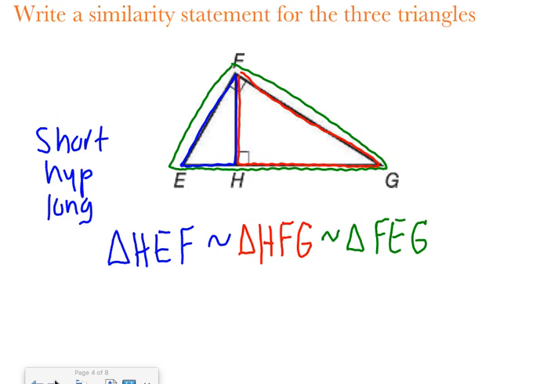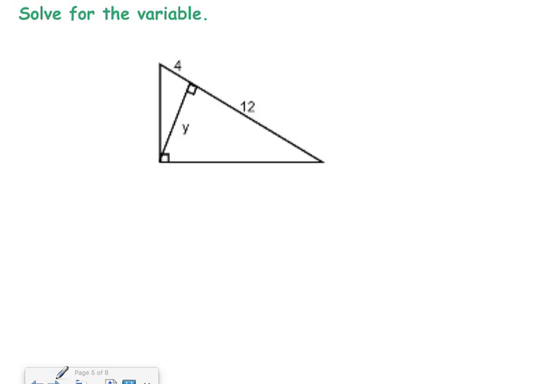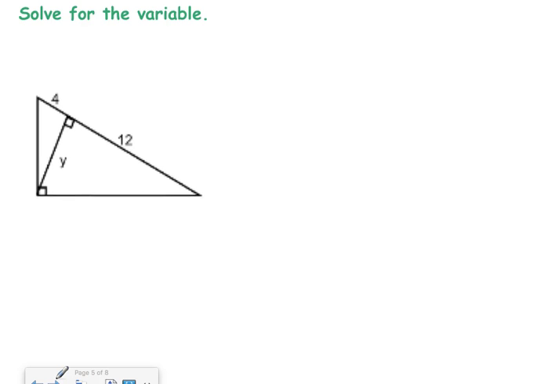Okay. So now we're going to combine this with the geometric mean. It says solve for the variable. So step 1 is you have to identify what the variable is on both your triangles. In this case the variable is y. We've got to say it's the short leg and it's also the long leg.